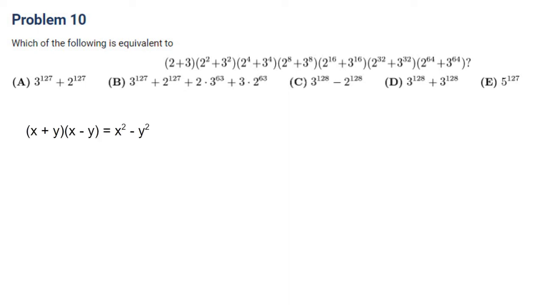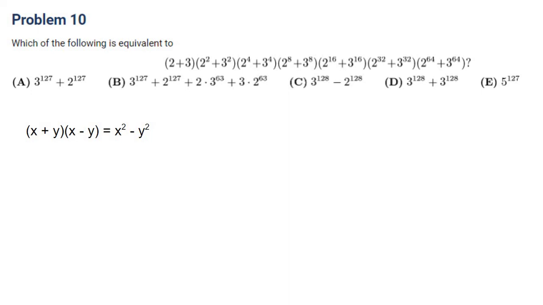The product of differences. So here what we're saying is that x plus y times x minus y is equal to x squared minus y squared. You can check this by foiling x plus y times x minus y, first, outer, inner, last, and when you simplify it, you will see that the middle term cancels out, and we are left with x squared minus y squared.